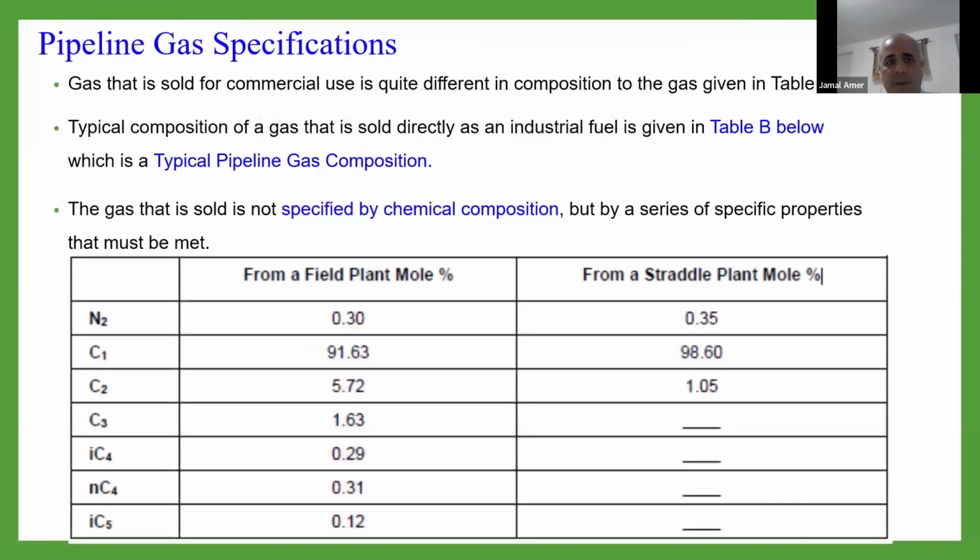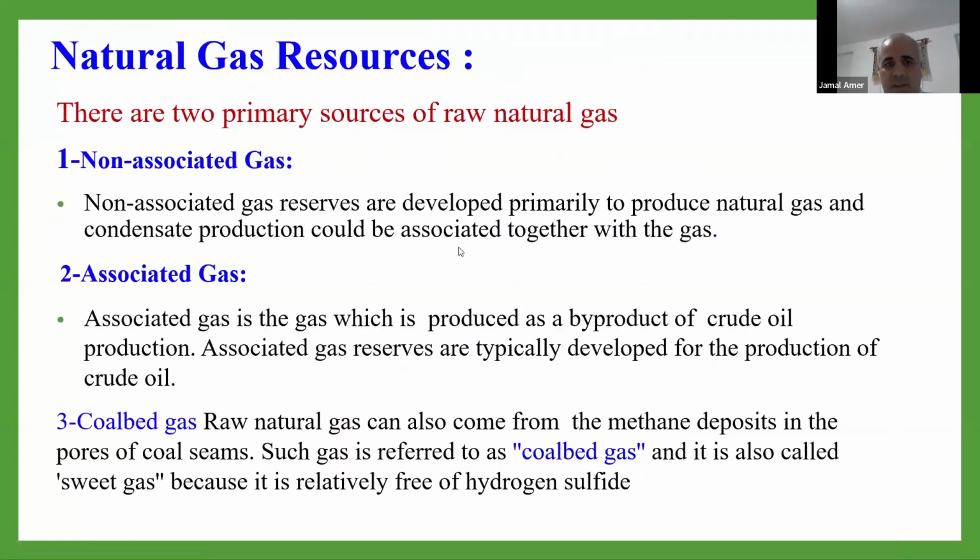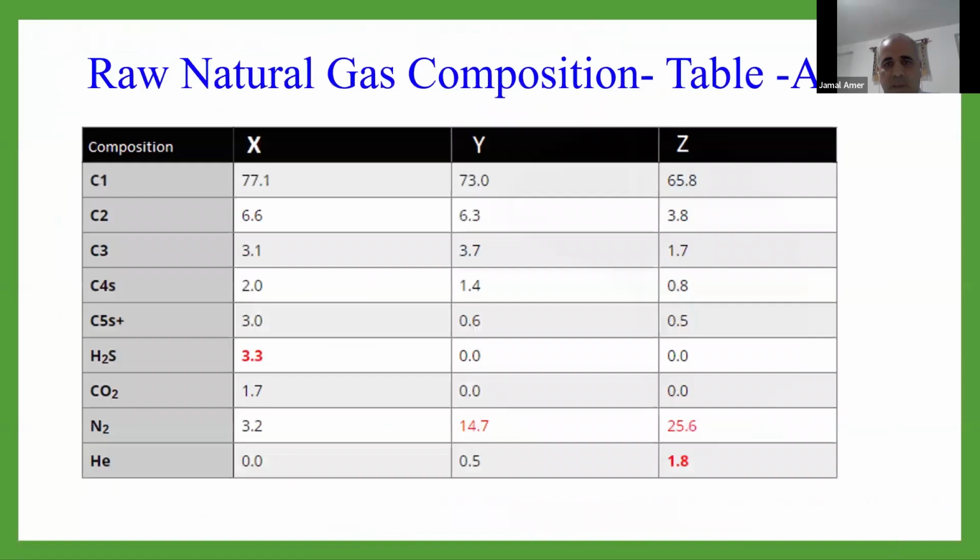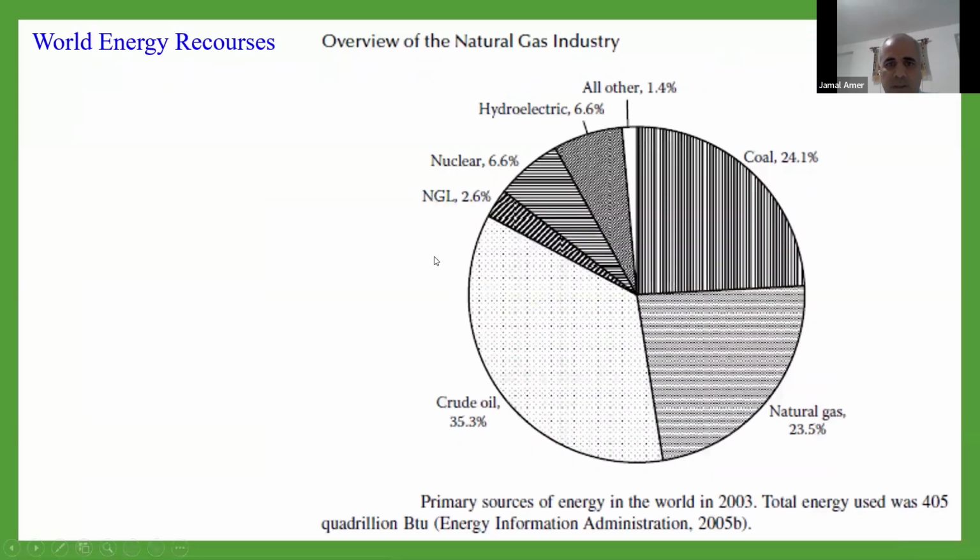We have here the pipeline gas specification. As we said previously, in this table, this is wet gas, raw natural gas. It contains a lot of compounds that could create a lot of problems during transportation of the gas. So we have to remove these contaminants or impurities of the gas before exporting it to the consumers. So as we see here is Table One, and we compare Table One with Table Two.